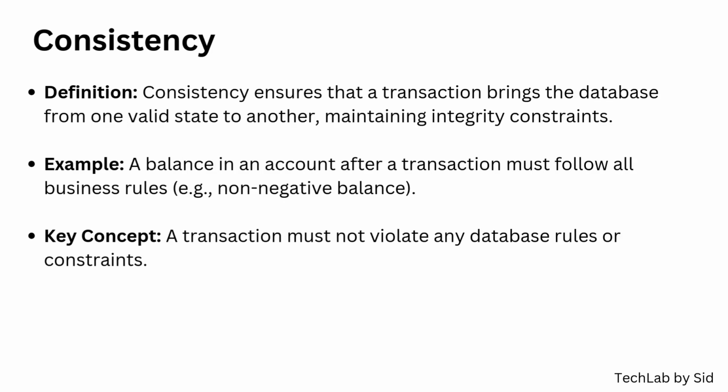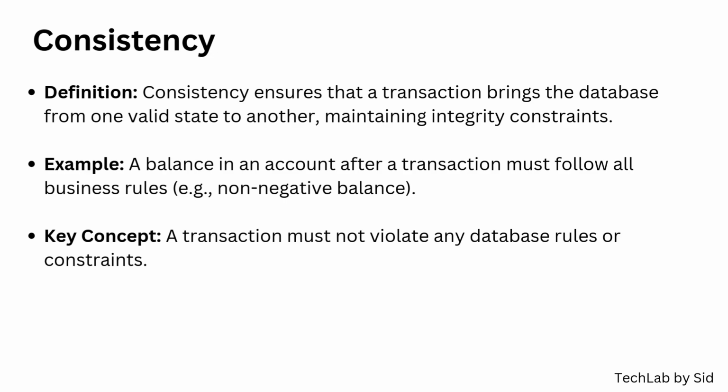Next, we have consistency, the second ACID property. Consistency ensures that every transaction brings the database from one valid state to another. It guarantees that data adheres to all defined integrity constraints, such as unique keys, foreign keys, and other business rules.